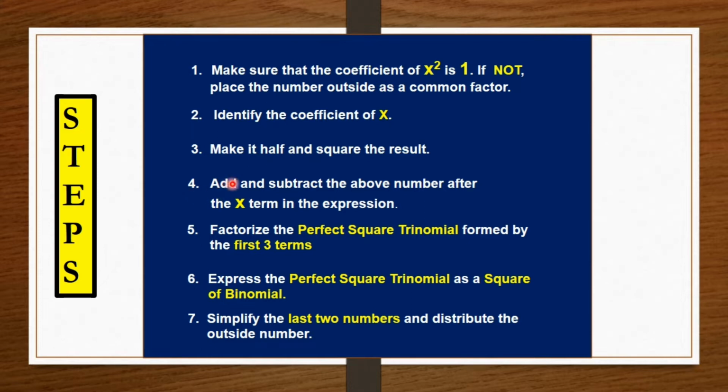4. Add and subtract the above number after the x term in the expression. 5. Factorize the perfect square trinomial formed by the first three terms. 6. Express the perfect square trinomial as a square of binomial. 7. Simplify the last two numbers and distribute the outside number.